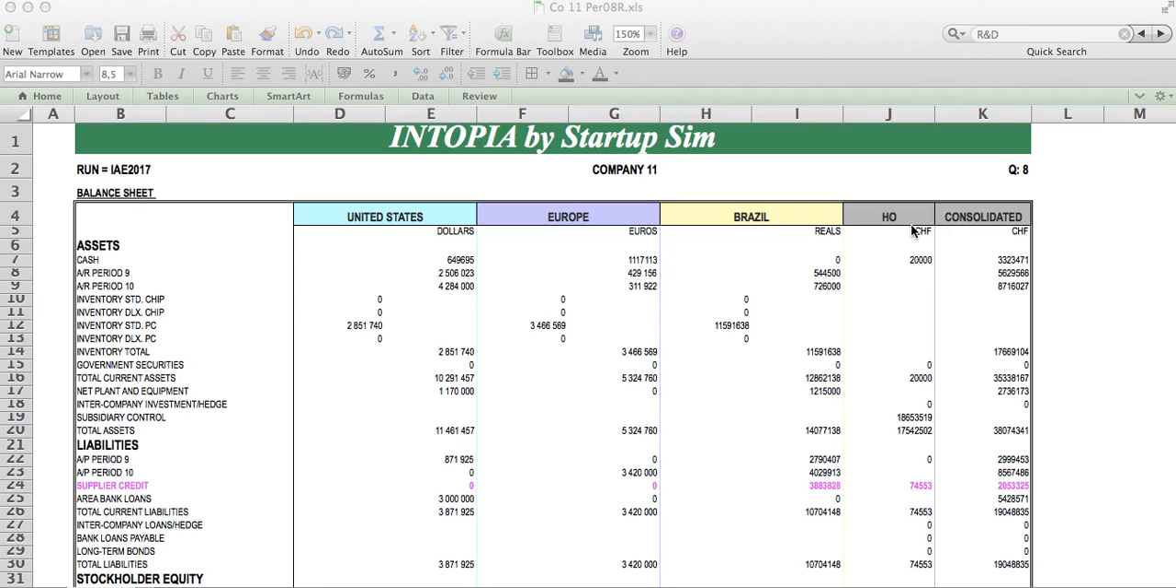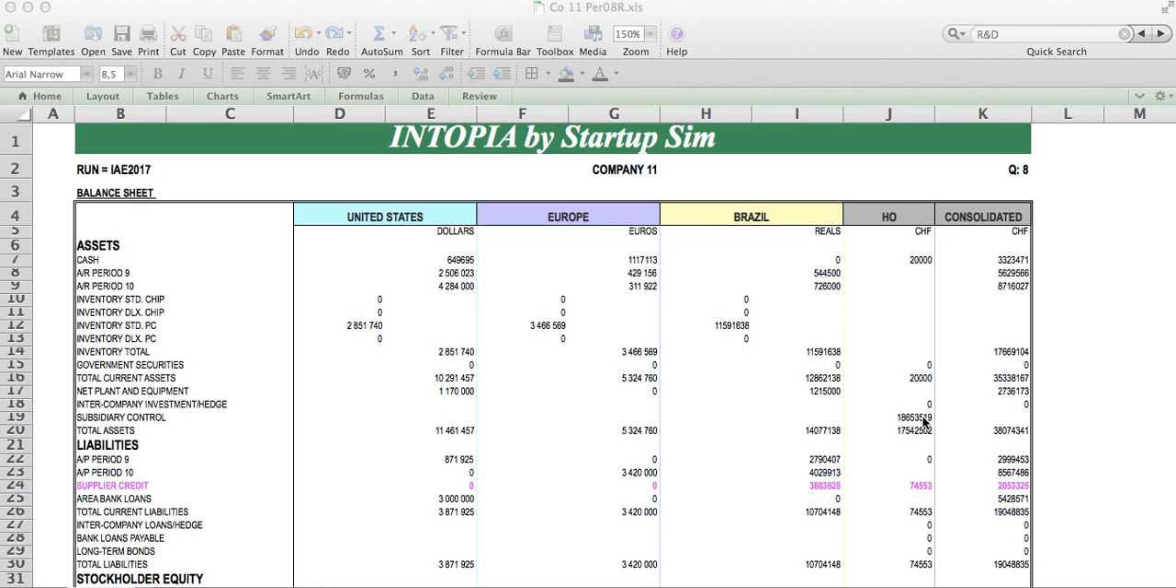The home office is a little bit of a different story because it has no inventory, no account receivable. It may have securities. It may have subsidiary control. It may have intercompany investment. Because intercompany investment actually is always from headquarter to headquarter.